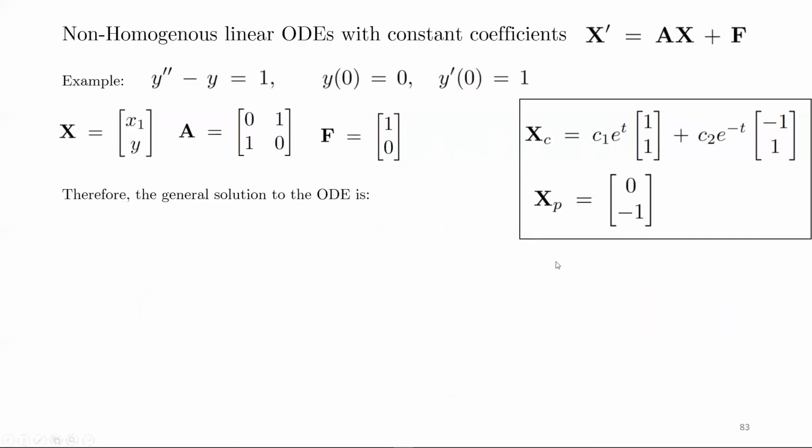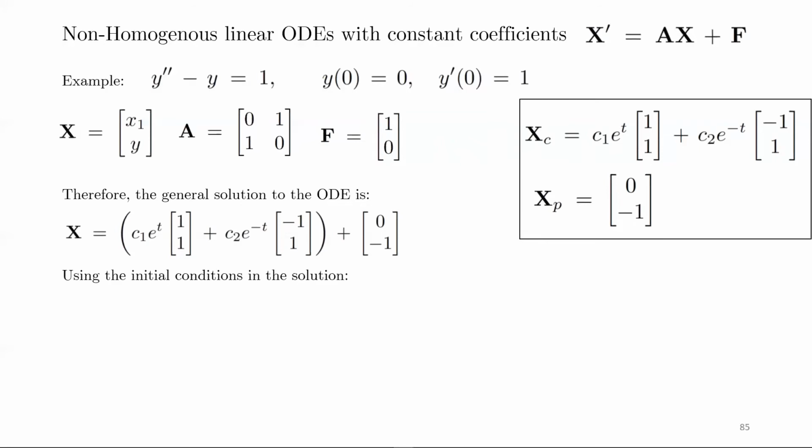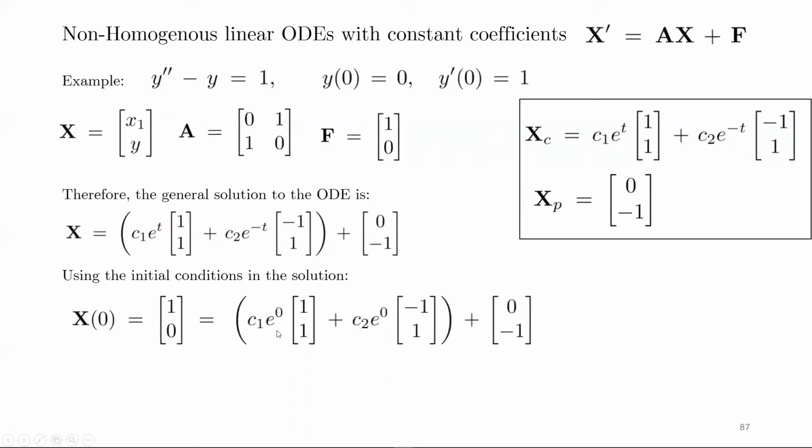So now I have my complementary solution vector and my particular solution vector. I therefore just sum those two to find the general solution to the ODE. I can find C1 and C2 using the initial conditions. So when t equals 0, x should be 1, 0. When t equals 0, e to the t becomes 1, and e to the negative t becomes 1. So I end up with C1 times the vector 1, 1, plus C2 times the vector negative 1, 1, plus 0, negative 1 equals 1, 0.